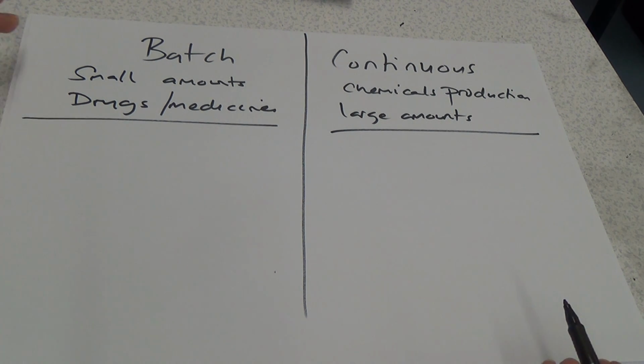So let's have a look at batch to start with. We're looking at small amounts being produced. You're looking at examples like medicines, so vaccines, for example, maybe things like ibuprofen and paracetamol, things that maybe are not bought on a regular basis, so you don't want to keep on producing lots and lots. There are good things and bad things when it comes to batch processes.